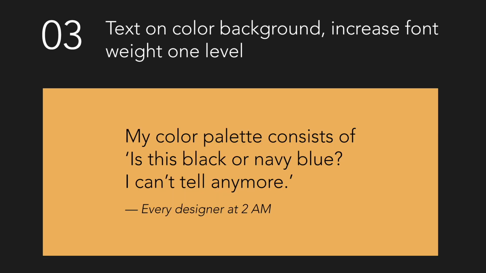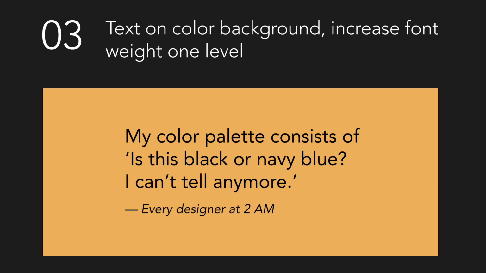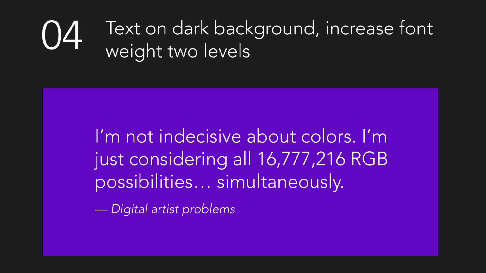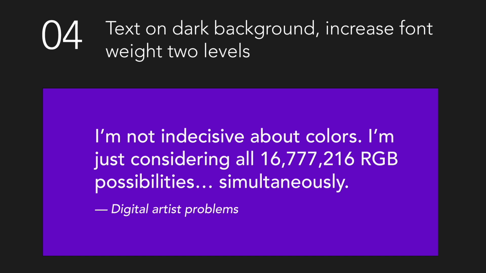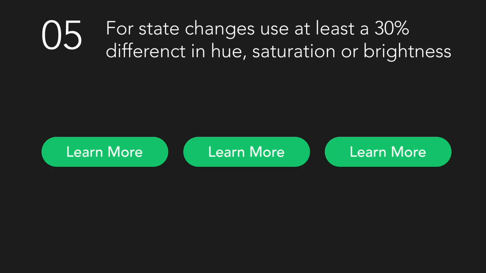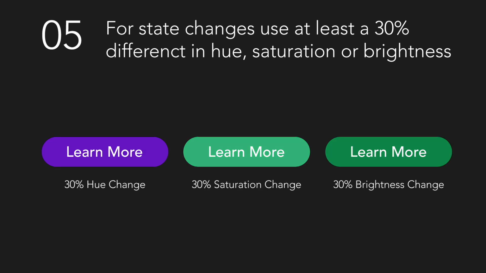Third, for text on colored backgrounds, increase font weight by 1 level compared to what you'd use on white to maintain readability. Fourth, light text on dark backgrounds needs to be slightly thicker than dark text on light backgrounds, so you want to increase the font weight by 2 levels. Again, this helps with readability, especially with smaller text. And fifth, when using color to indicate state changes like hover effects, maintain at least a 30% difference in either hue, saturation, or brightness. Which option works the best depends on the color.